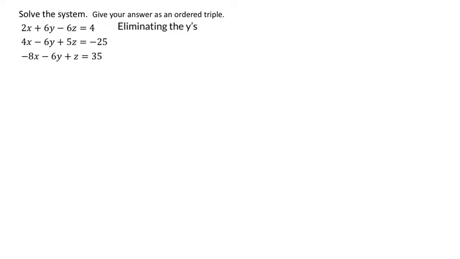What I'll do then is we do have to use all three equations. So I'm going to take the first one here, 2x plus 6y minus 6z, and combine it with the second equation. I'm also going to take it, put it over here, and combine it with the third equation as well. So this is a new system that I'm setting up to eliminate the y's. That's the first thing we did.